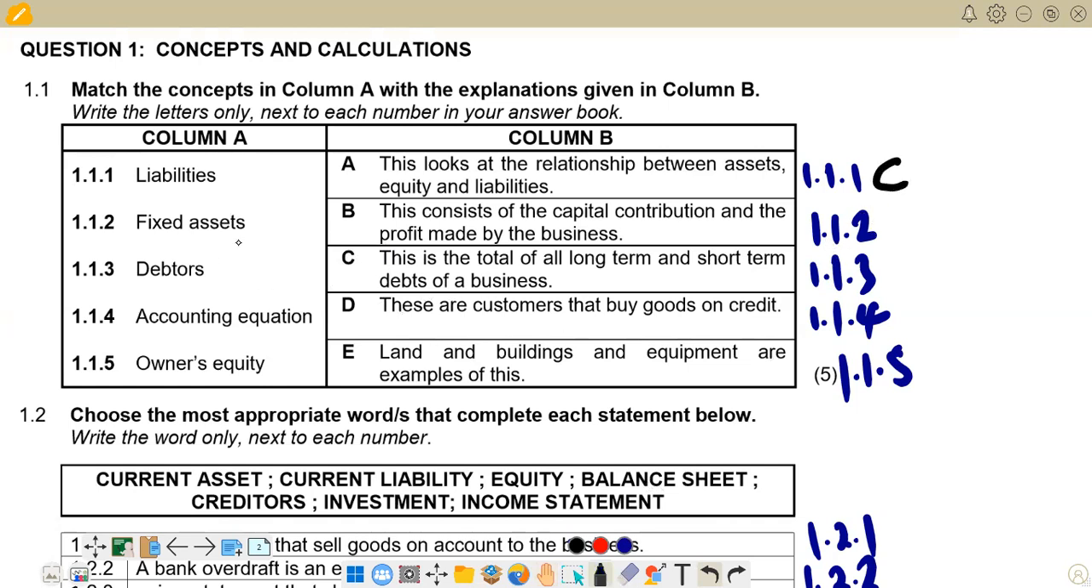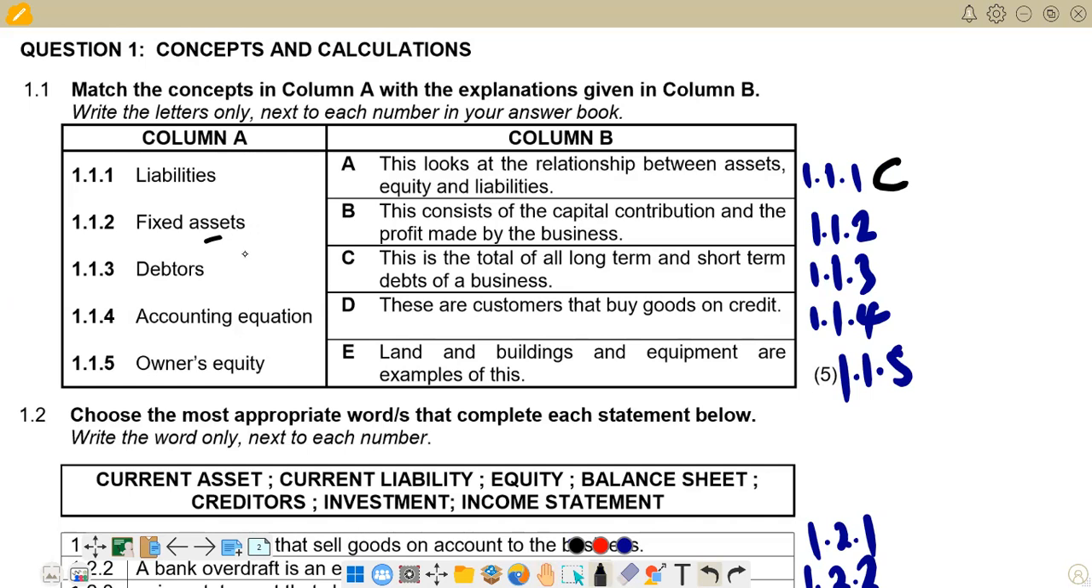Then we go to the second one, fixed assets. We can start by defining what assets are. Assets are resources owned by a business. We can subdivide these assets into two classes, whereby we have current assets and fixed assets. Fixed assets, you can also call them non-current assets. Same thing. On fixed assets, we are saying these are resources of the business that are going to stay in the business for more than a year. Then we can regard them as fixed assets.